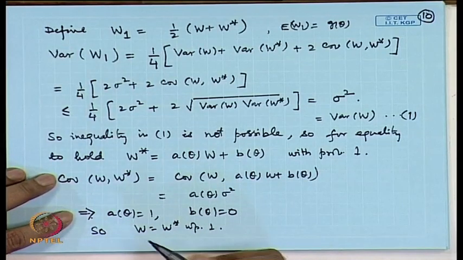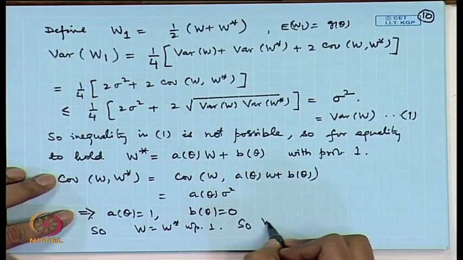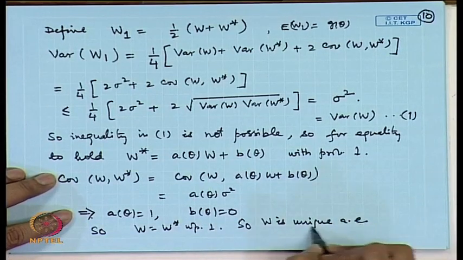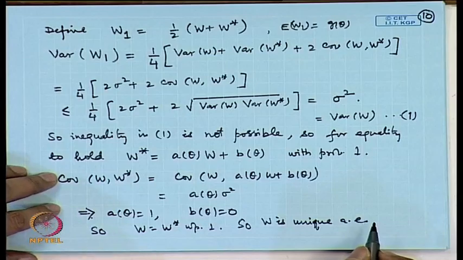That means W is unique almost everywhere. So, you can't have two different unbiased MVUEs. If they are two different, then they are equal almost everywhere. Now, next I give a necessary and sufficient condition for an estimator to be UMVUE.